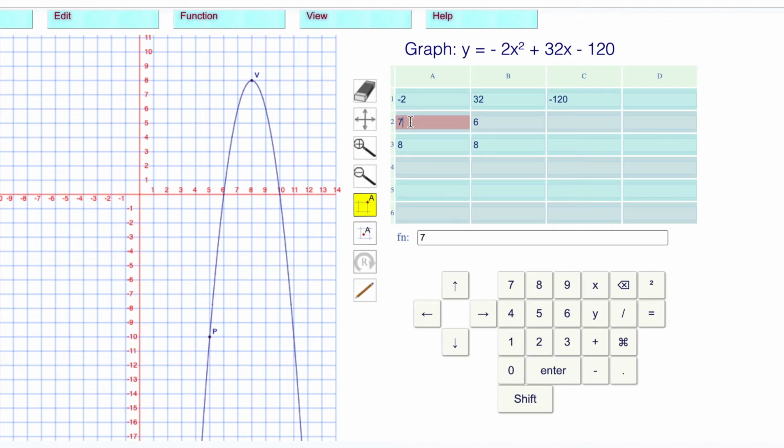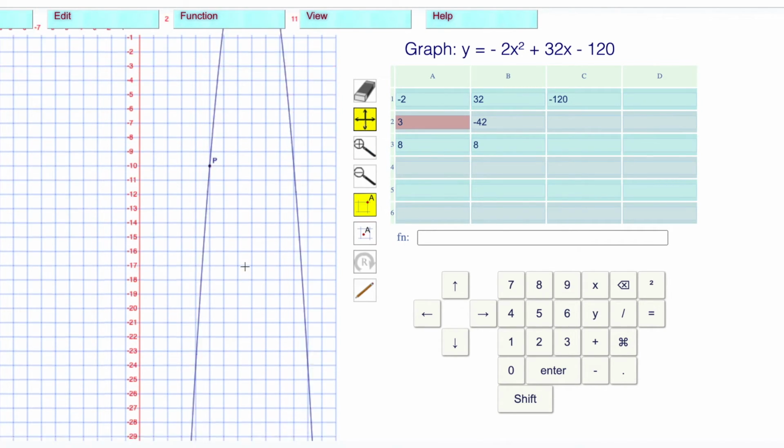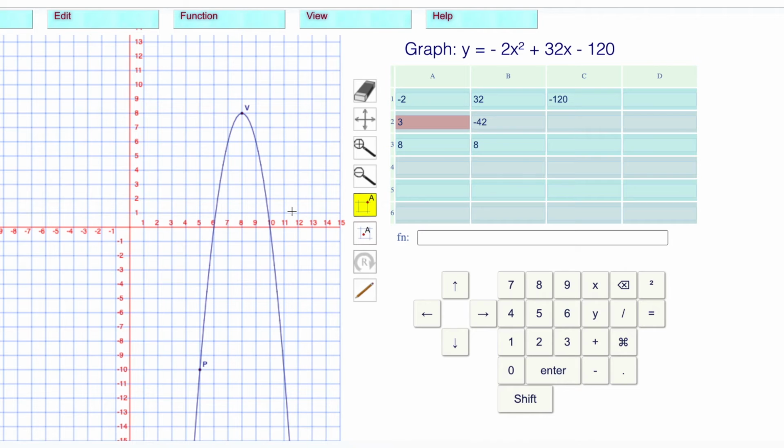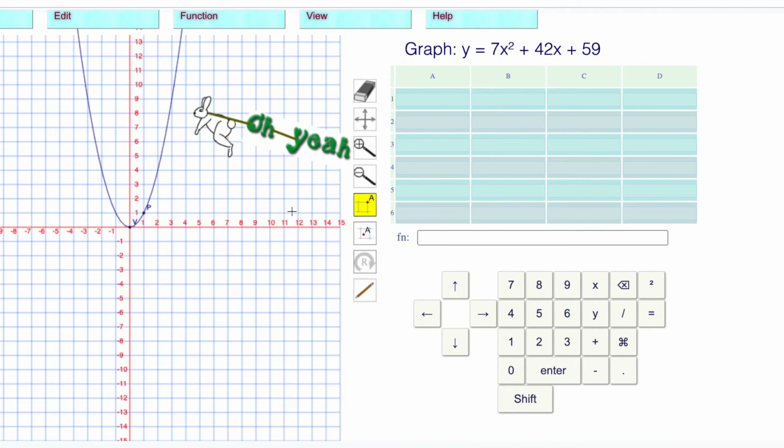When x was equal to 6, we would have got y is equal to 0. When it's 7, we should have gotten 6. When it was 3, we get negative 42. And let's see if it actually goes through that point. There it is, 3 and negative 42. Totally works. Then we press enter to check to see if we're right. Let's do another one, but a little bit faster.